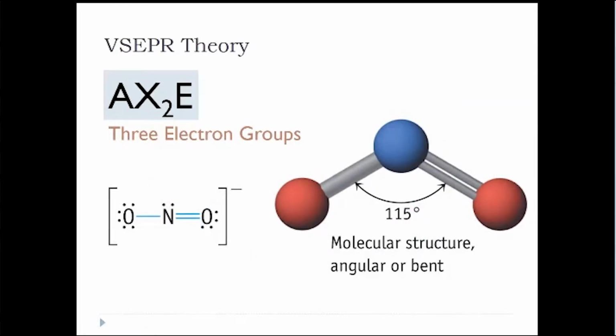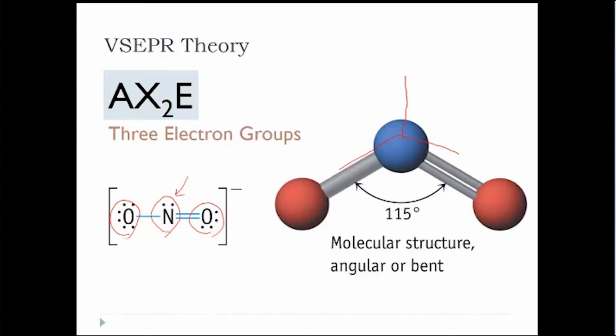Looking at the Lewis structure for the nitride ion, we see that there is a central atom, A. We see that there are two bonded atoms, that's X2, and we see that there's one lone pair. So the VSEPR designation is AX2E. The 2 plus the 1 for the atoms and the lone pair gives us a total of 3 positions for electrons. That gives us the trigonal planar geometry.